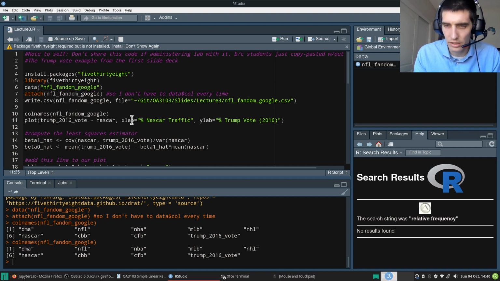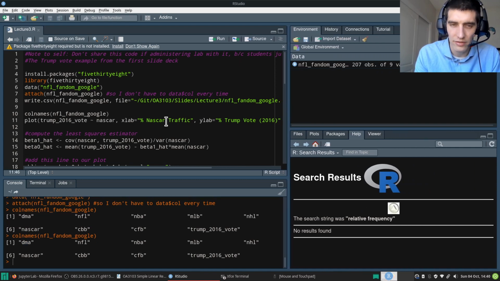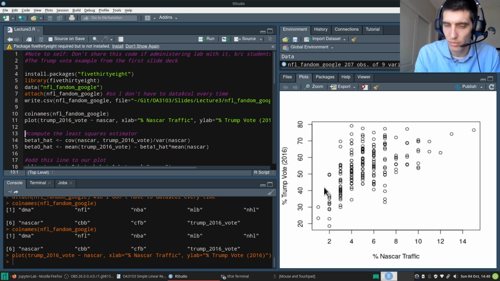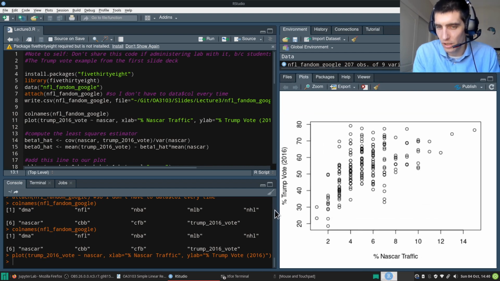Okay, and so let's look at a quick plot here. This is just a scatter plot of NASCAR traffic. We found that NASCAR traffic was kind of interesting because it seemed to have a strong relationship with the percent of voters in the area who voted for Trump. So we have NASCAR traffic along the x-axis, and along the y-axis, percent Trump vote. This is the relationship we saw on the slides: as you increase NASCAR traffic searching, you're going to see a higher percentage of people in the region voting for Trump in 2016.